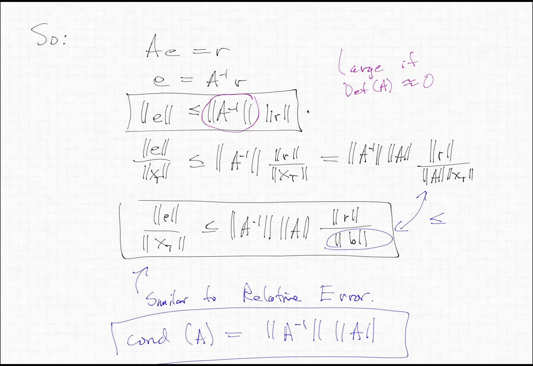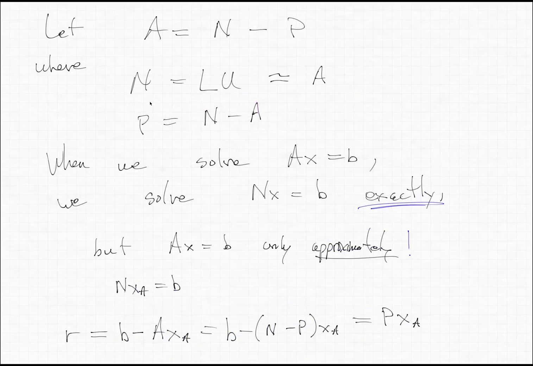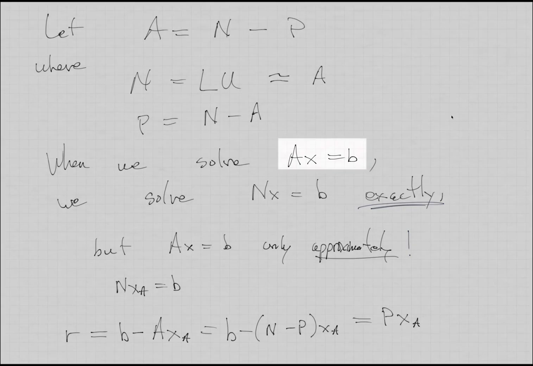Okay, so that's the end of the digression. With those results, I want to return to thinking about this iterative method for solving linear equations to greater accuracy. Remember, we're trying to solve this equation, A times x equals b.